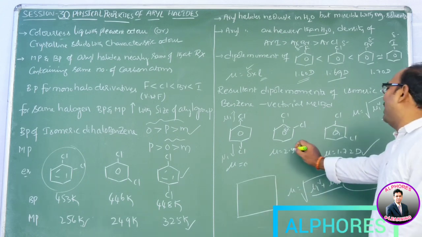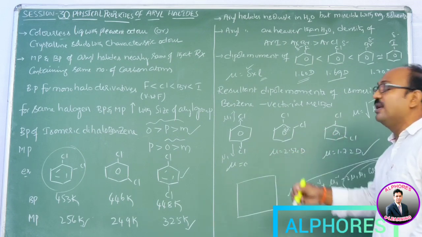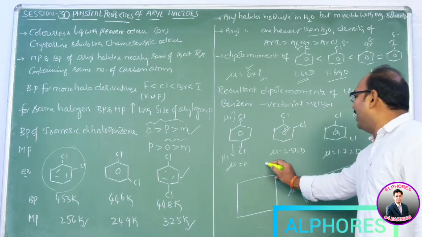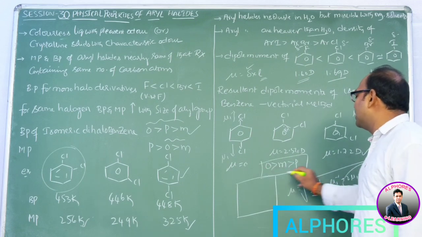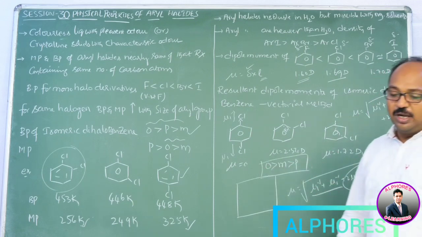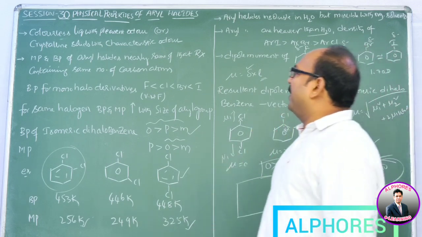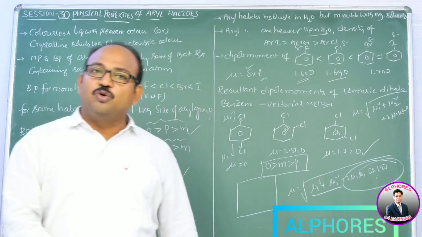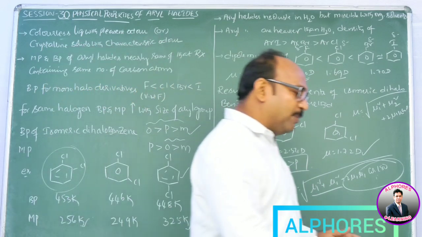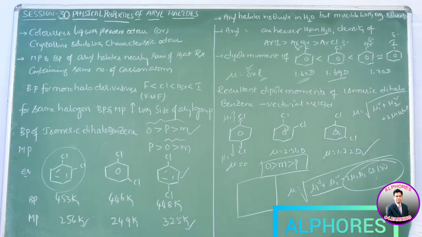Now for ortho, meta and para, in the case of dichlorobenzenes, the dipole moment of ortho is greater than meta, which is greater than para. Now, physical properties of aryl halides are done, and we need to enter into chemical properties. The chemical properties of aryl halides are completely different from alkyl halides.